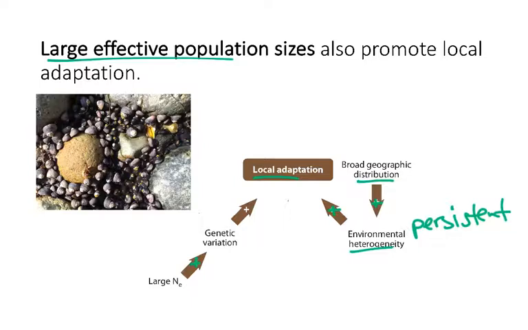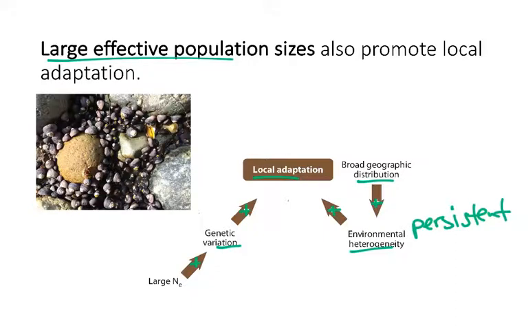A larger effective population size also means it's more likely that you're going to have the genetic variation that can lead to local adaptation. So if you have a small effective population size, that's where you see the large effect of drift. Drift through chance can lead to fixation of alleles and a reduction of genetic diversity. So this is another reason why a large effective population size is more likely to give you genetic variation that can then promote local adaptation.